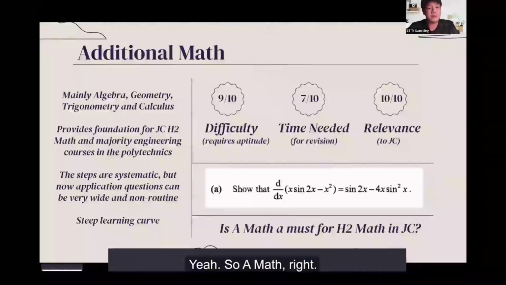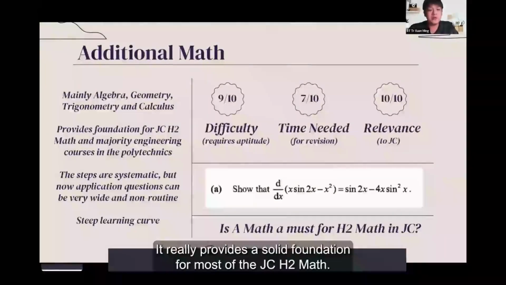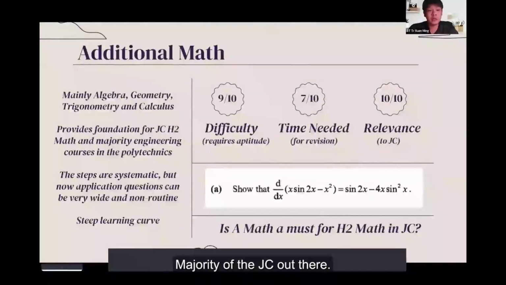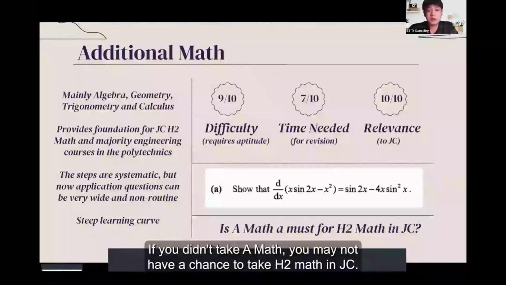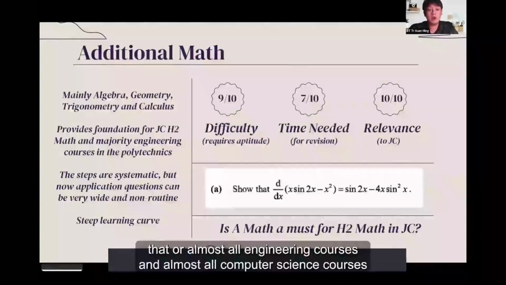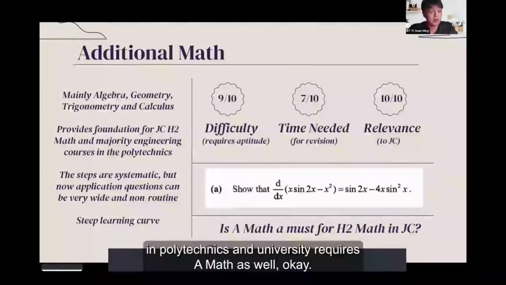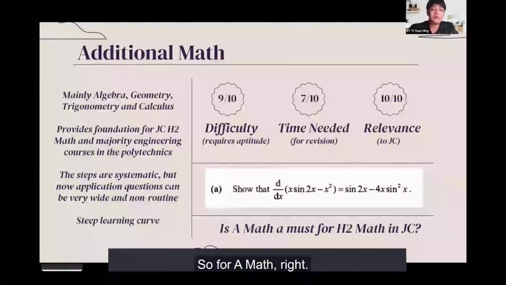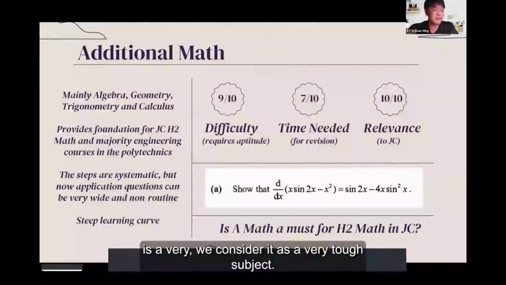Yeah. So A-math really provides a solid foundation for most of the JC H2 math. Majority of the JCs out there require you to take A-math for their H2 math. If you didn't take A-math, you may not have a chance to take H2 math in JC. And of course, it's widely known that almost all engineering courses and almost all computer science courses in polytechnics and university require A-math as well. For A-math, we consider it a very tough subject.